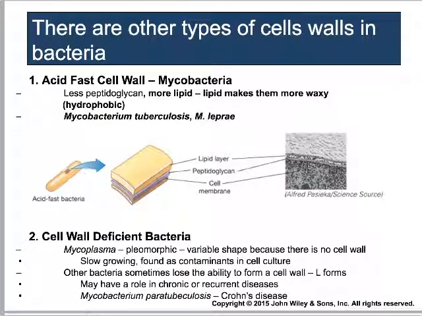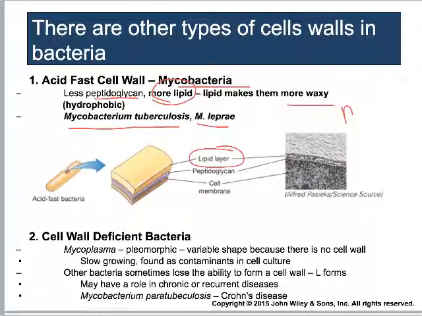Okay, now there are some other types of cell walls besides the gram-positive and gram-negative. So there's the acid-fast cell wall, and that's found in mycobacteria. They have less peptidoglycan and more lipids, so the lipids make them hydrophobic or pretty waxy. I mentioned this before: the organism that causes tuberculosis and the organism that causes leprosy. So mycobacteria have this kind of wall. Just know that it's lipidy. So we have to use an acid-fast stain. You can't gram stain.